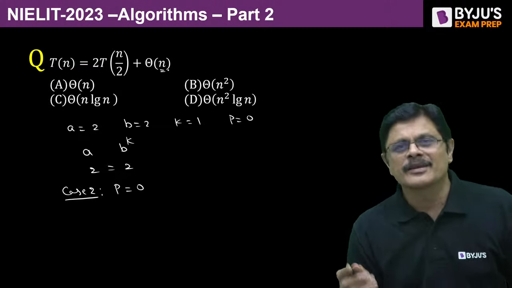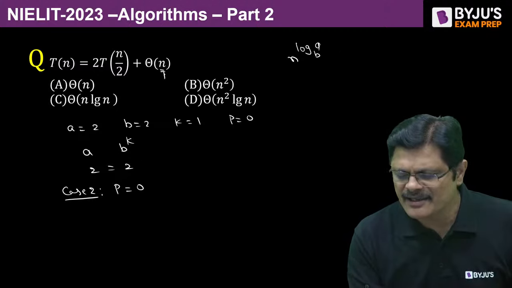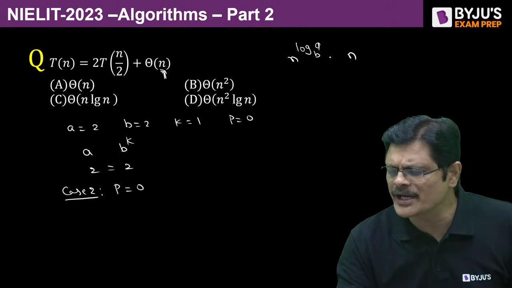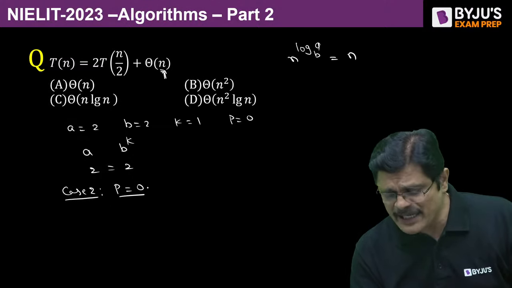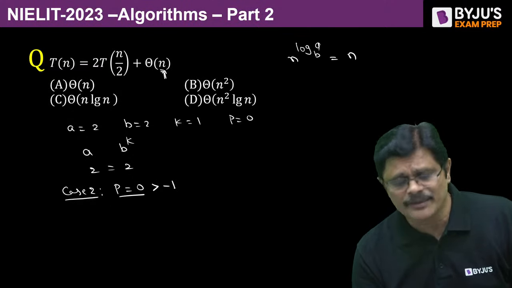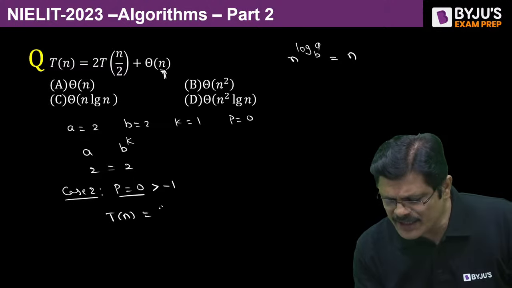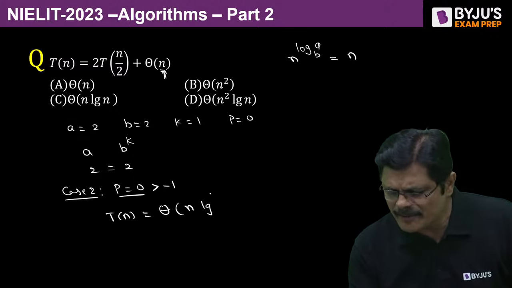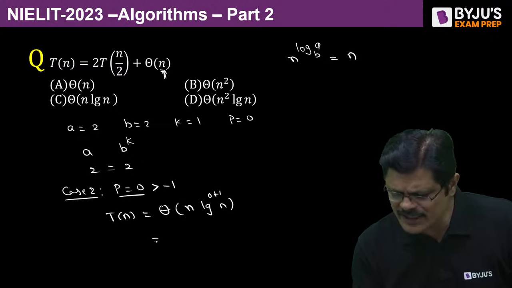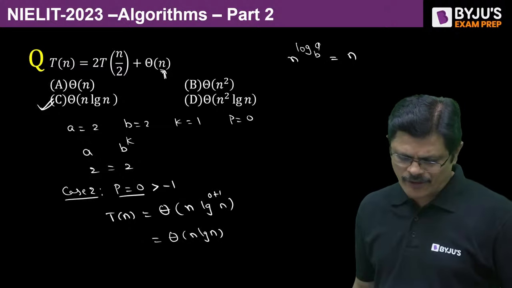Yeah, this function. Because here n power log a to the base b as well as this n power k, that is n, both are equal in this case. So you can use either of them. So directly case 2, in this p is equal to 0 means it is greater than minus 1. So the time complexity is simply theta n, this n you can directly write into log power p, 0 plus 1, n, which is nothing but theta n log n. That is C.